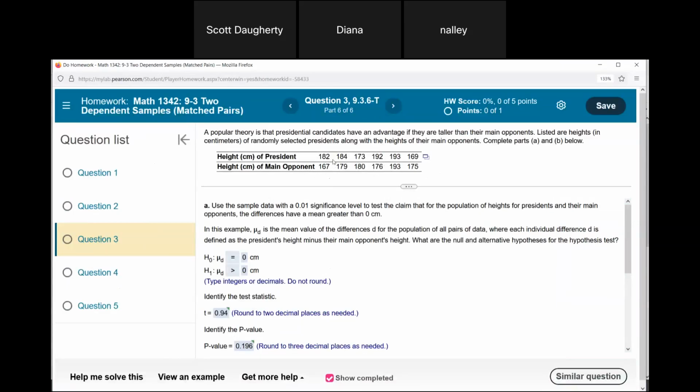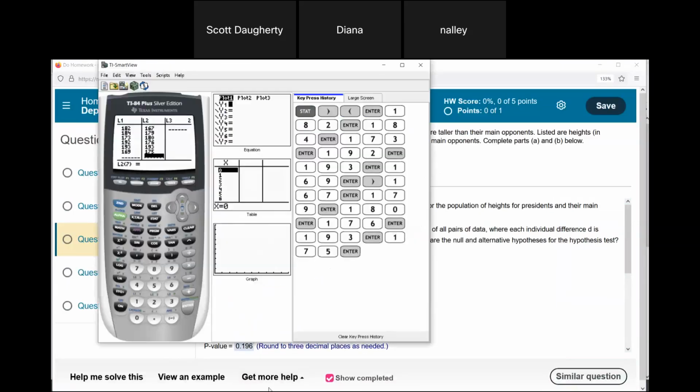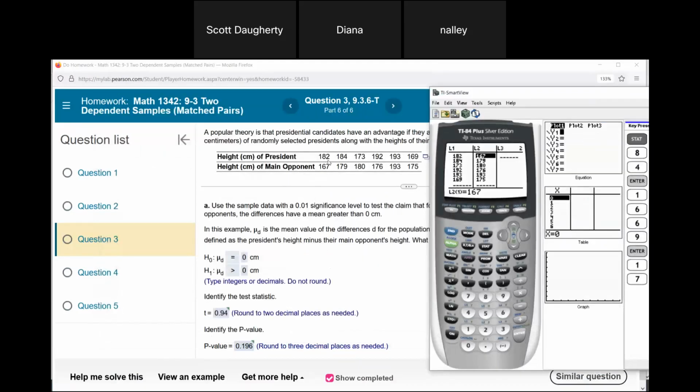So you can do this on the calculator if you want. I went ahead and did this. If you go to stat and then edit, and you just put in all the presidents' heights in L1 and all their opponents' heights in L2, I've written them as matched pairs. So just make sure that you've matched them up. So you see 182 is the president's height and 167 is their opponent's height in this particular election, right? That's why they're matched together. So just make sure you keep them matched.